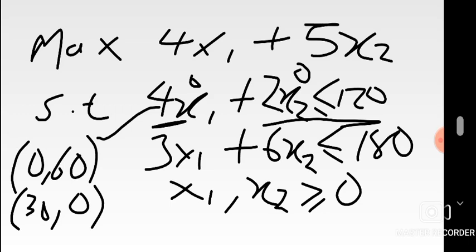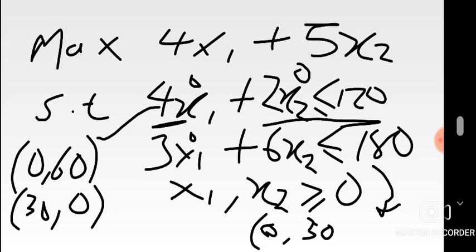Then the next equation is this one, 3x1 plus 6x2 equal to 180. Find the intercepts on that one as well. I'll bring the coordinates for this other one to the right hand side of the screen. So when x1 is 0, let's make x1 0 in this last equation. What would be the value of x2? So x1 is 0 comma what? The other one will be 30.